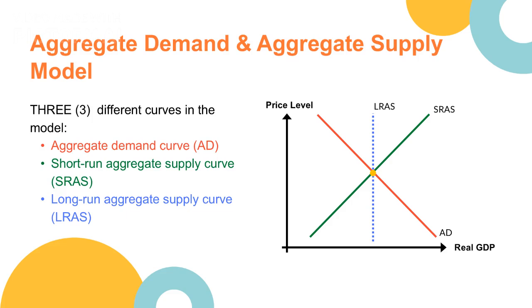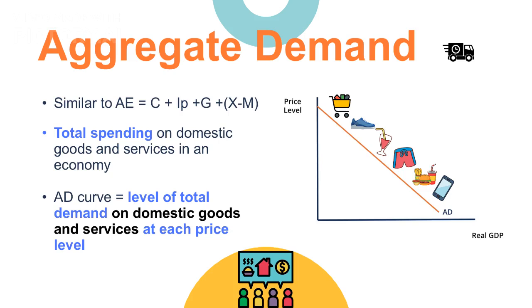The AD-AS model includes three curves: the aggregate demand curve, the short-run aggregate supply curve, and the long-run aggregate supply curve. Aggregate demand represents the total spending on domestic goods and services in an economy at various price levels. It's a combination of consumer spending, C, investment, I, government spending, G, and net exports, X minus M.